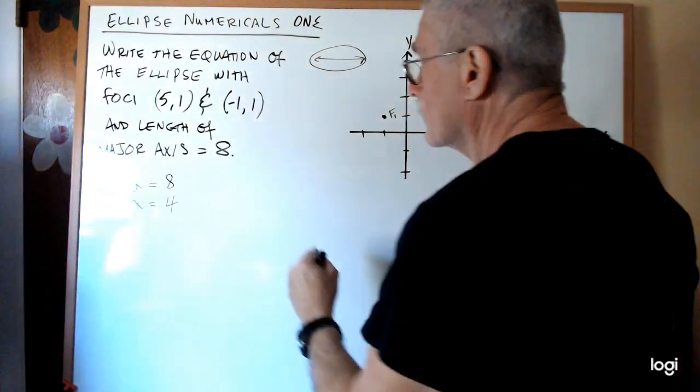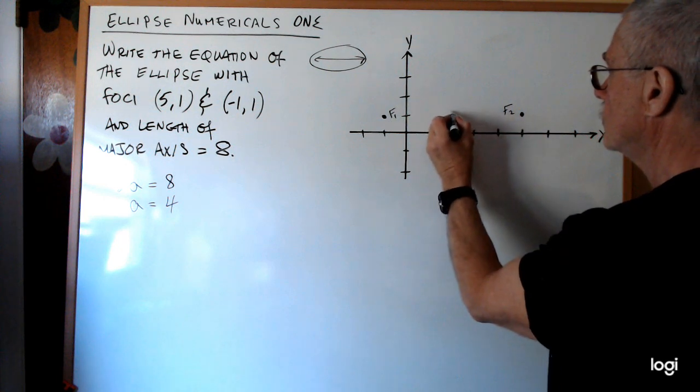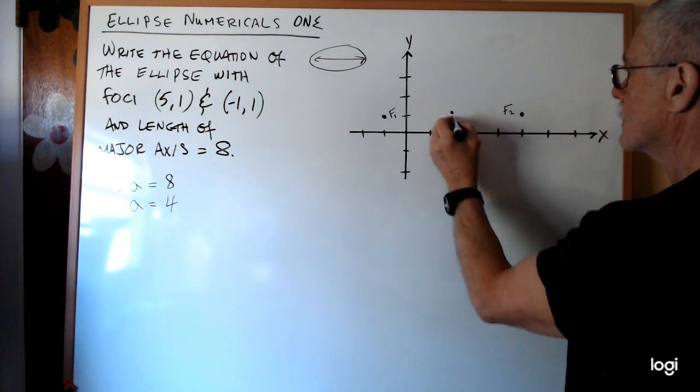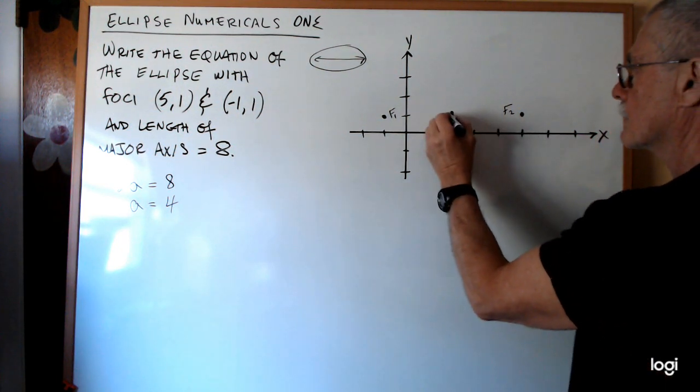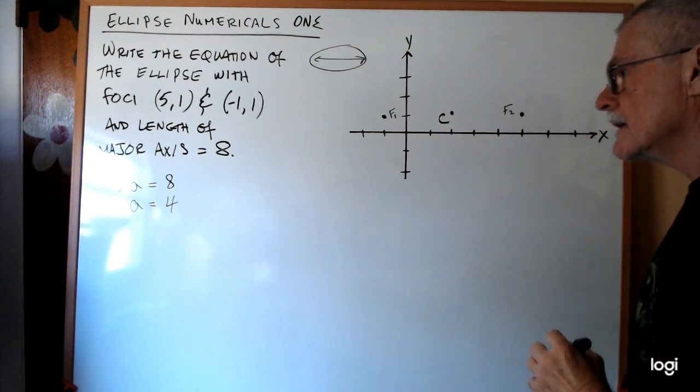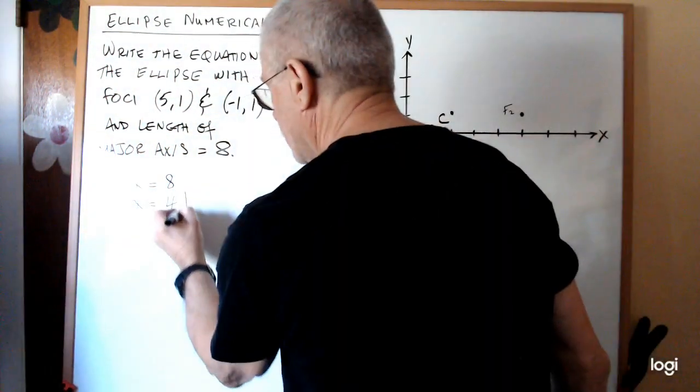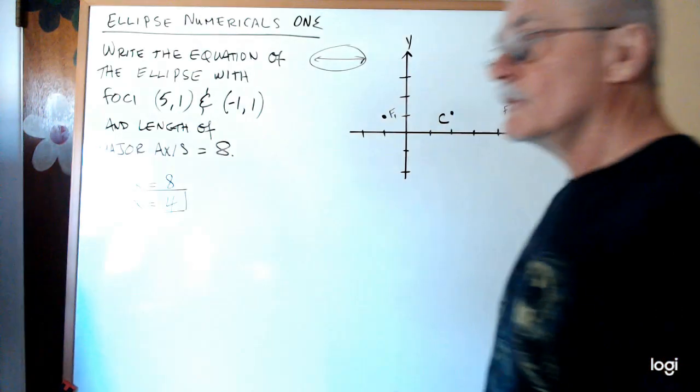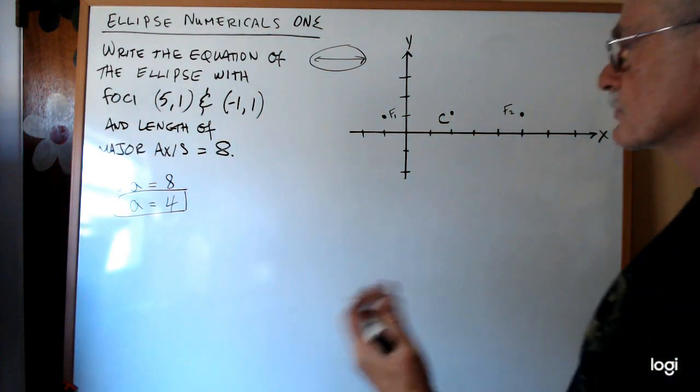5 and negative 1 is 4. Half of 4 is 2. So the center of the ellipse will be right here. I'm going to label that as C. One of the things we're going to need to do is keep track of all of our values, so let me make a list here.